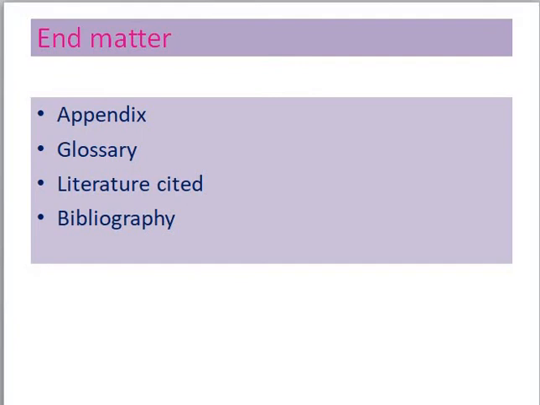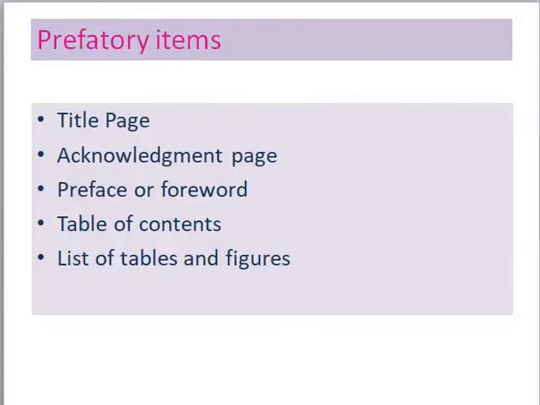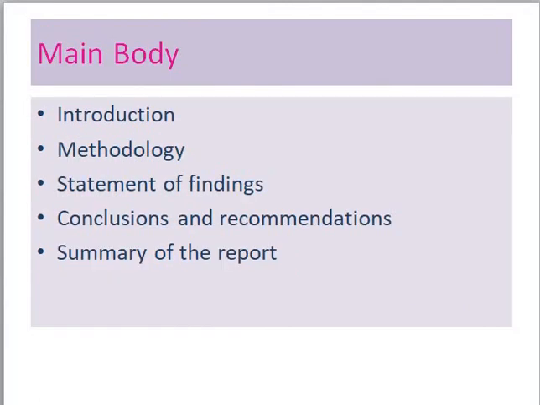First was your prefatory items or preliminary pages. Then you have the title page, acknowledgement page, preface or foreword, table of contents, list of tables and figures. Then you have your main body. There you have the introduction about the topic, the methodology used for your research, then your findings. In the methodology, everything, including your review of literature, is included in these first two sections, introduction and methodology. Then conclusions and recommendations, and also the summary of the report.